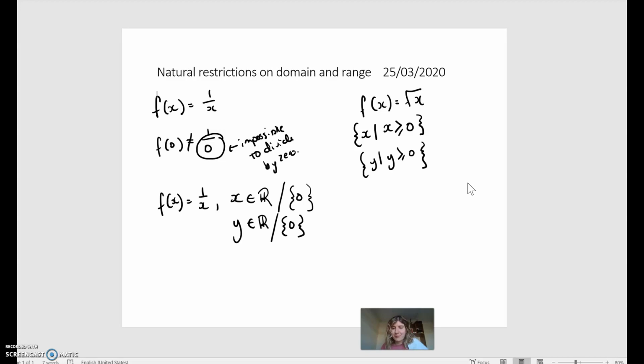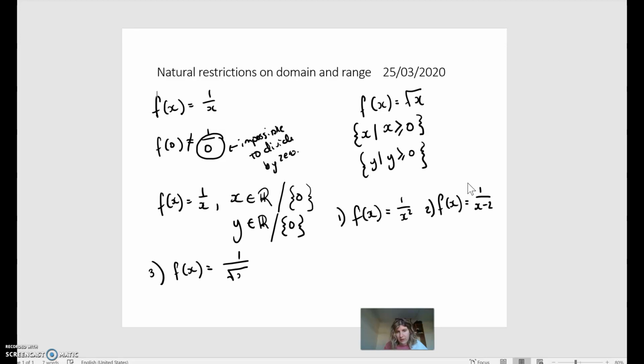Now I just want to show you a couple of different combination ones. So ones we're going to look at: f of x equals 1 over x squared, f of x equals 1 over x minus 2, and then f of x equals 1 over the square root of x minus 4. This is 1, this is 2, this is 3. Sorry, I'm doing this a bit all over the place. Okay, so that's what we're going to look at.